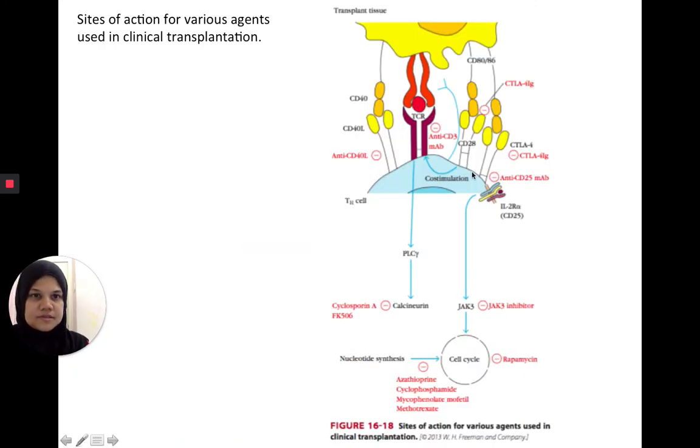So this is a bit more of a complex figure, but it actually summarizes quite nicely what some of the targets are under specific immunosuppressive therapy targeting the T cell signaling. And so you've got the CTLA blockers, you've got the anti-CD3 mAb, you've got the anti-CD40L mAb, and cyclosporin A, the JAK3 inhibitor. So these are all different sites of action for various agents used, including some of the more general immunosuppressive drugs here.